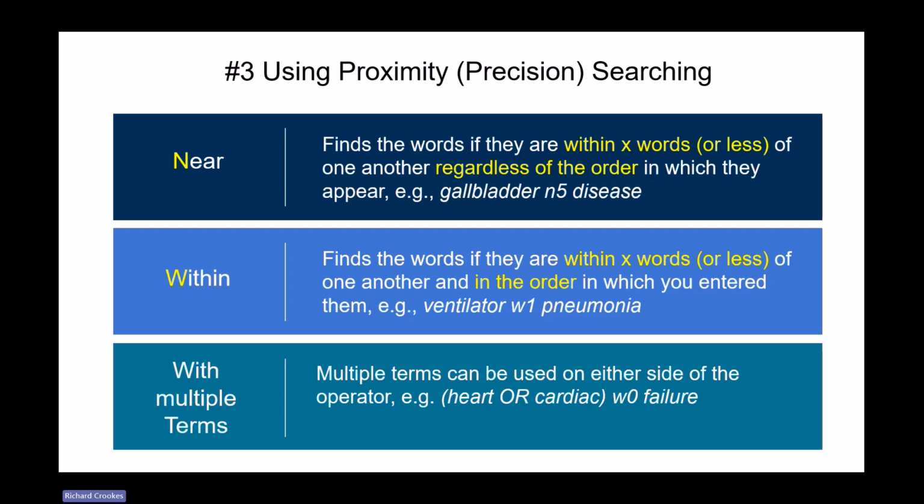So again, near, regardless of the order, W within the order, so essentially like a phrase. But again, you can specify W0 would find a phrase, but I would prefer to use the double quotation marks for exact phrase searching. And multiple terms can be used on either side of the operator. So if you're looking for heart failure or cardiac failure, then you can put in parentheses heart or cardiac W0 failure. Okay, so within 0 words. So that means that it'd be heart failure or cardiac failure that you would retrieve in that instance.